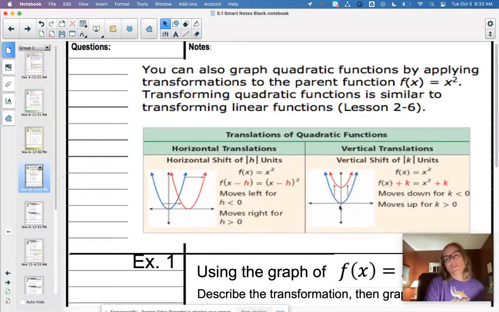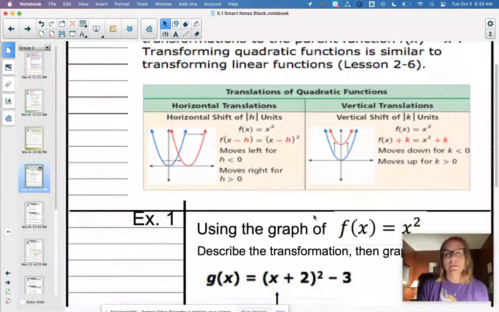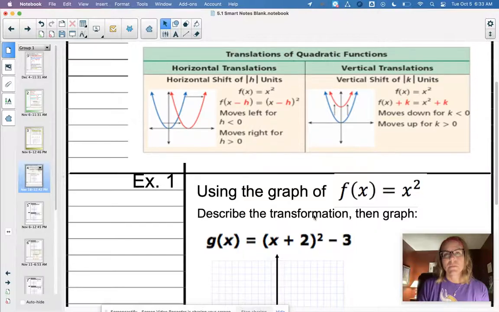You can also graph quadratic functions by applying transformations to the parent function. Transforming quadratic functions is similar to transforming linear functions. Lesson 2.6, we did not do lesson 2.6. Translations of quadratic functions. Okay, so we're going to talk about horizontal translations, moving right or left, and we're going to talk about vertical translations, moving up or down.